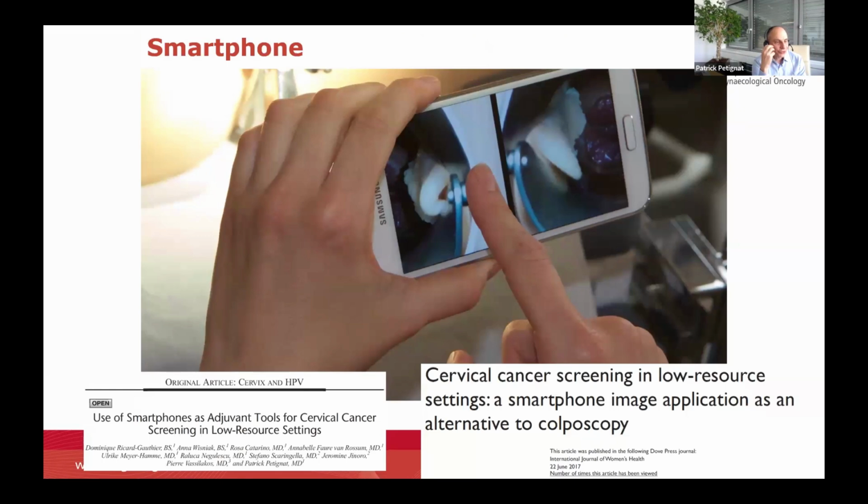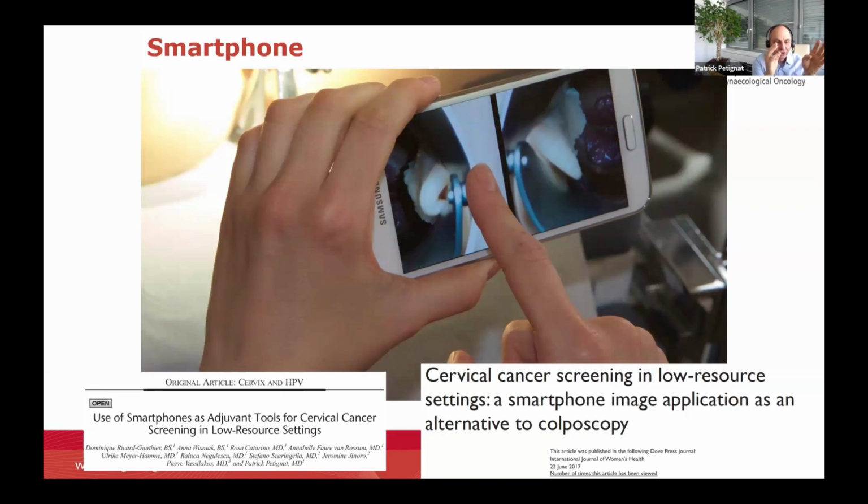And after, we saw that using a smartphone we can have very good pictures. One big advantage of the smartphone is that it is very easy to use. It's transportable. You don't need a front lamp, because if you are using a camera, you have problems with the light, and you have problems with the focus, because the focus goes on the vulva, on the hair, on the vagina. But with the smartphone, it's easy to have a very clear photo of the cervix.